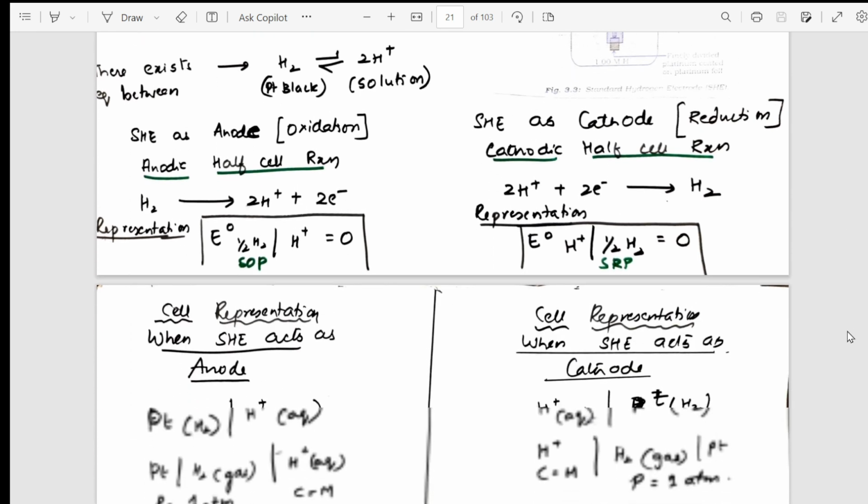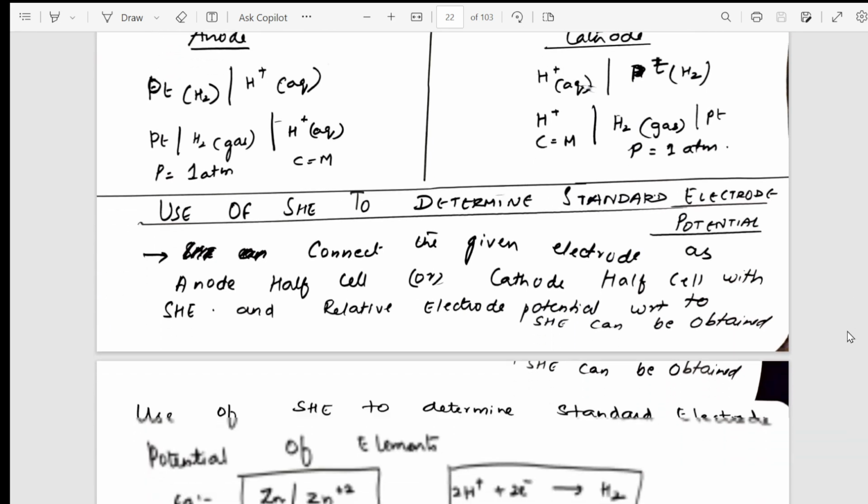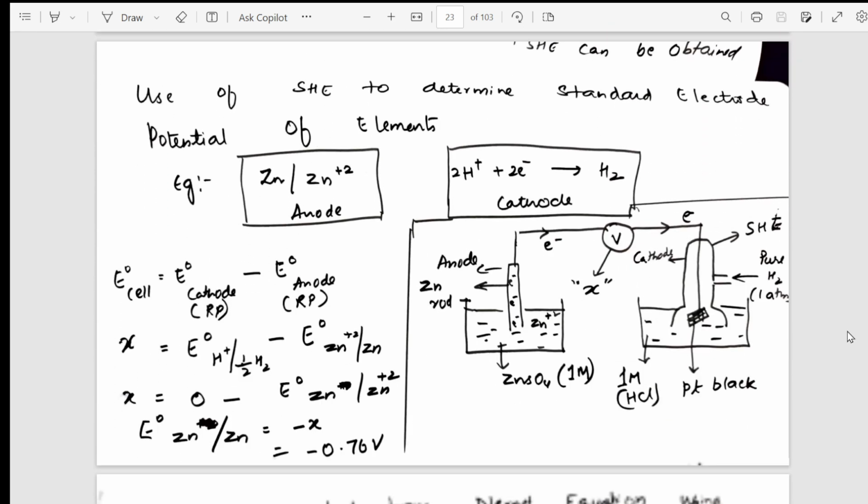From there, cell representation. Just now I said, when SHE is taken as an anode, this is the cell reaction. When SHE is taken as a cathode, this is the cell reaction. So below I have mentioned the uses of SHE to determine the standard electrode potential. It's a 1-mark question. Done? Okay.